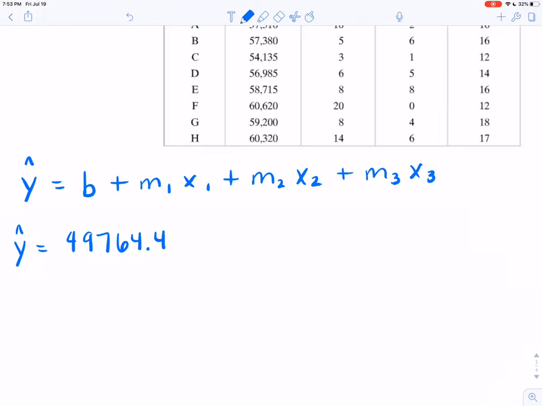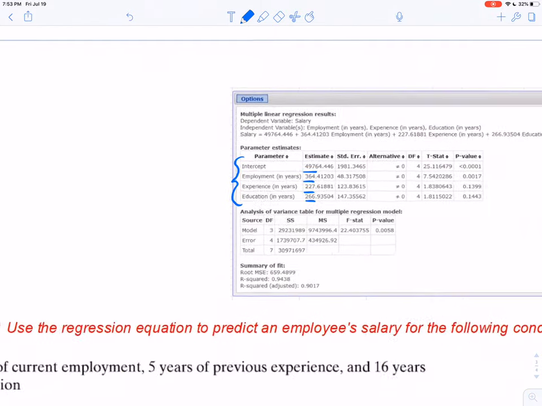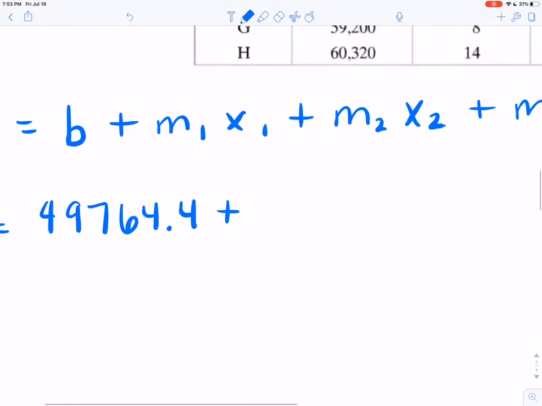Now that's my constant term, so it doesn't involve any of the x variables. And then I'm going to go to my first x variable, which is the number of years of employment. Looking at my output here from StatCrunch, looking at the employment, I've got a slope there of 364.4. So that's going to be my M1, 364.4, and that is the coefficient of x1.